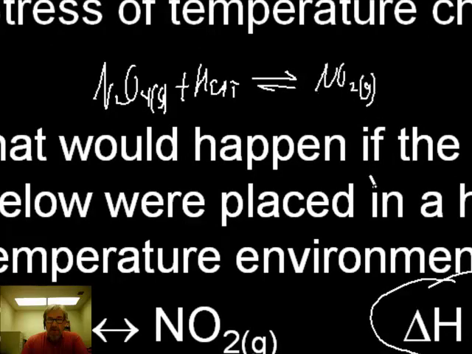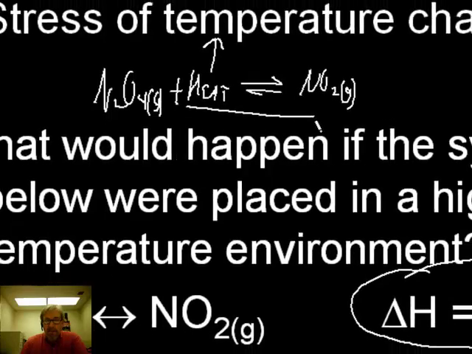So what happens if I put it in a higher temperature environment? I'm increasing the amount of heat. Thinking about heat as a reactant, we can use our changing concentrations argument to figure out what will happen here. To get back to where we used to be, we have to use up the additional heat. That means the reaction is going to shift to the right.